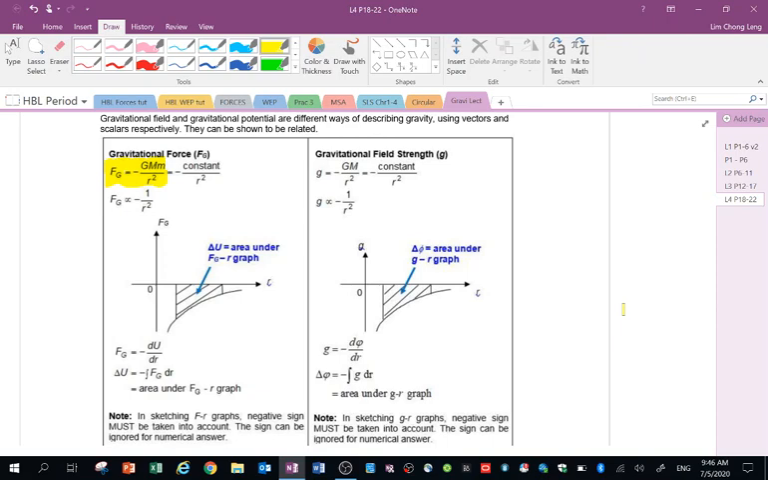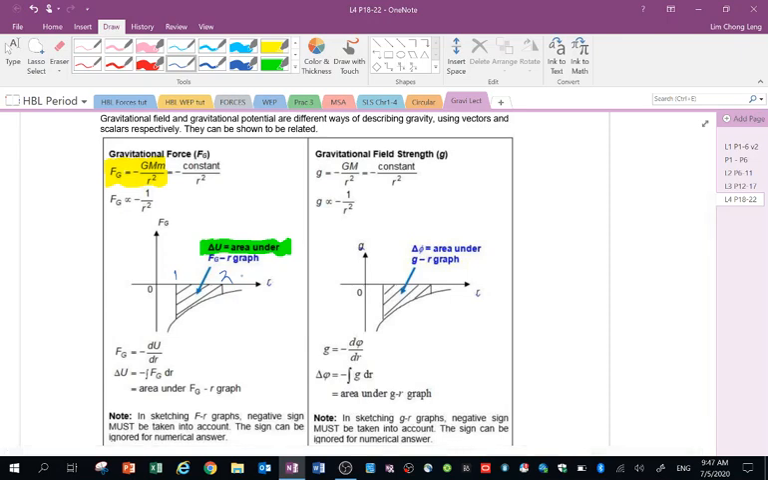So what you need to know is the shape of the graph. The shape of the graph is curving upwards towards the horizontal axis. And the area of this graph represents the change in the potential energy. Okay, so as the body moves from, let's say, one point to the next point, then there is a change in the gravitational potential energy.